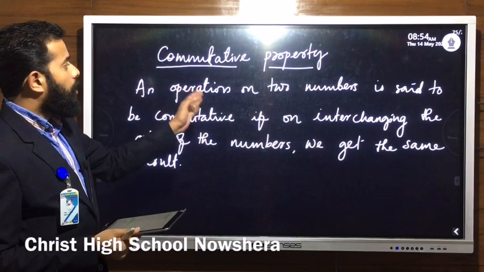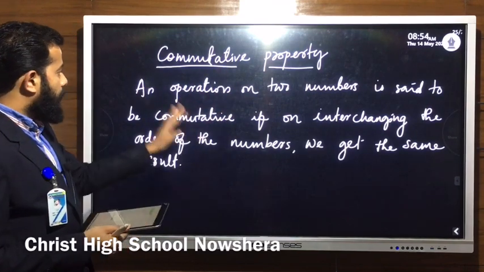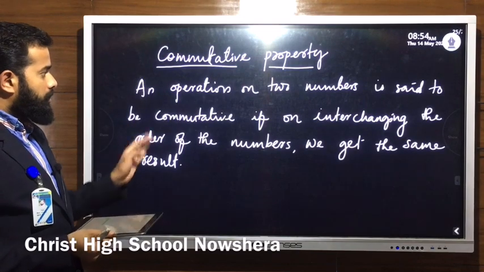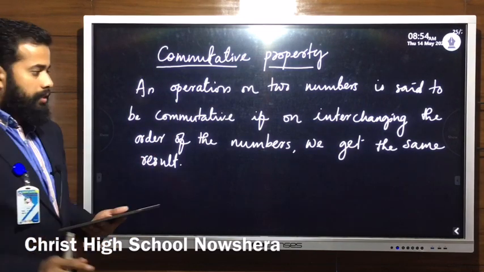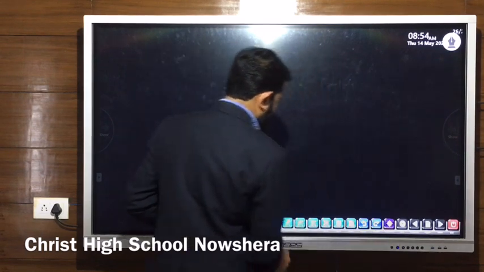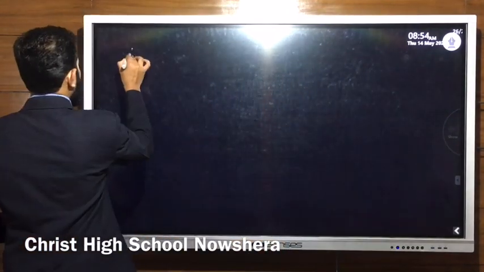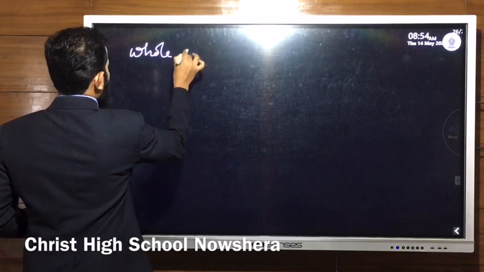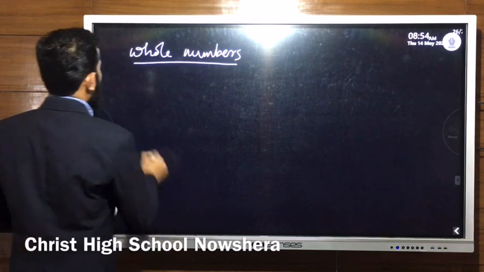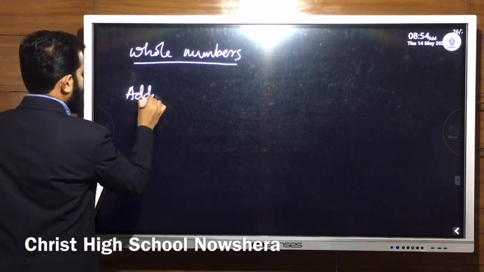An operation on two numbers is said to be commutative if on interchanging the order of the numbers we get the same result. We can check the examples with the whole numbers. In the case of whole numbers, addition we can check.